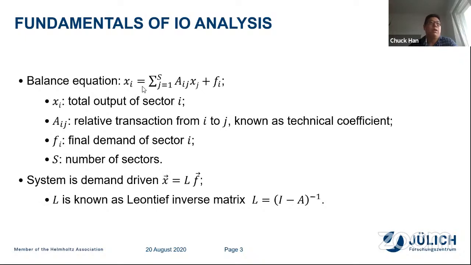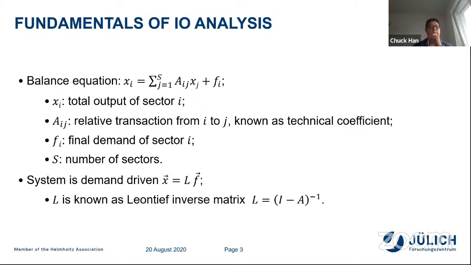Put into a more mathematical formula, we can write the balance equation of input-output analysis as the one shown on the top, where x_i is the output of sector i, a_ij is the proportional transaction from sector i to sector j, also known as the technical coefficient, and f_i is the final demand from each of the sectors. S is the number of sectors.